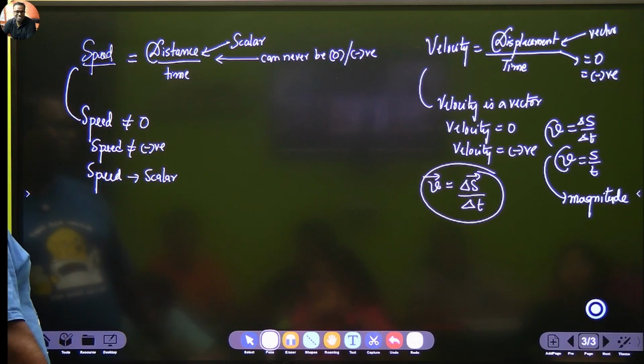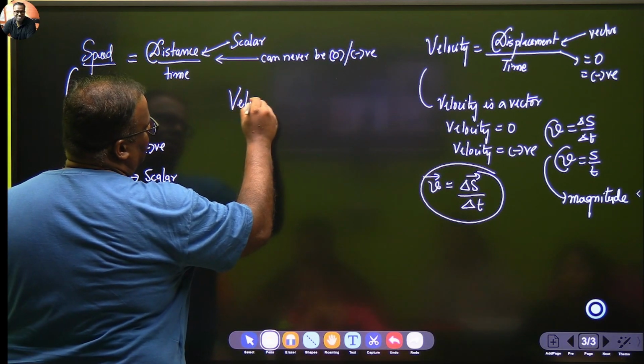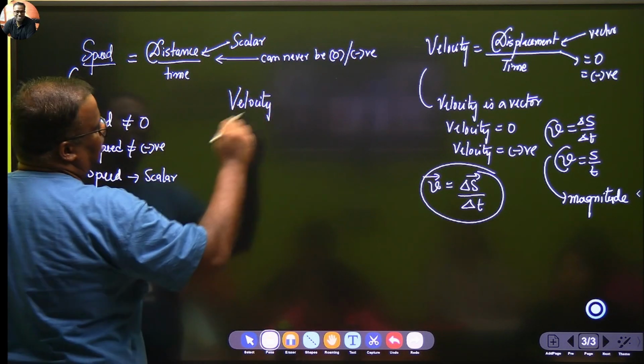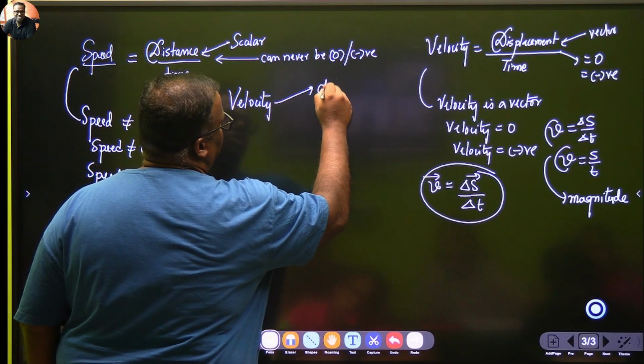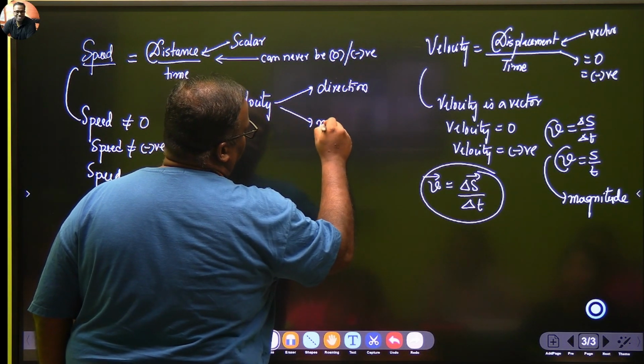इतना क्लियर आया? ओके. अब जरा बात करते हैं फिर से velocity को देखते हैं. Velocity, it is what? It has a direction and it also has a magnitude.